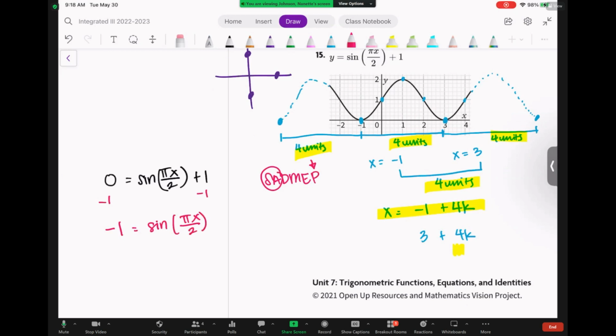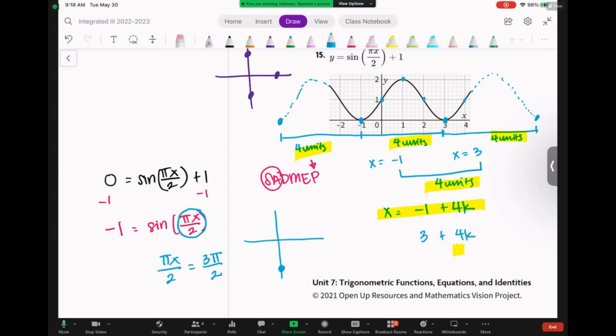And then I'm pretty much done with SADMAP because now I'm going to use what I know about trig to do it. The very first thing I think about when I think about sine being -1, I think about down here, because sine is y, and y is at -1 at the bottom of the unit circle, which is 3 pi over 2. So this angle here is 3 pi over 2. So I can say that all of this stuff in here equals 3 pi over 2. So pi x over 2 equals 3 pi over 2.